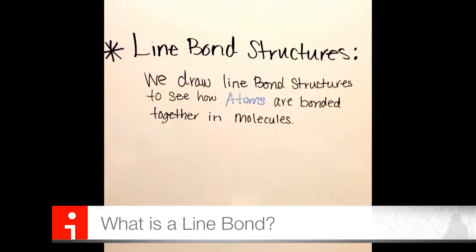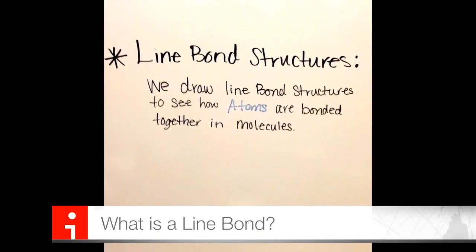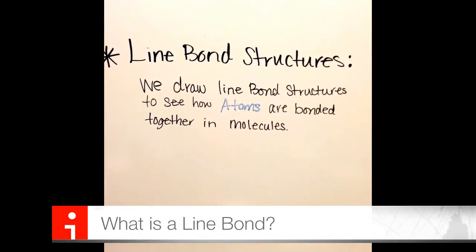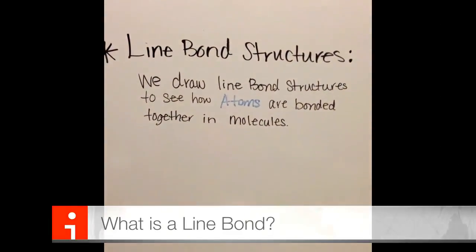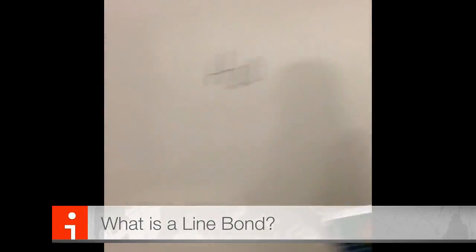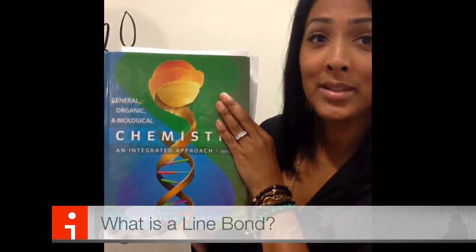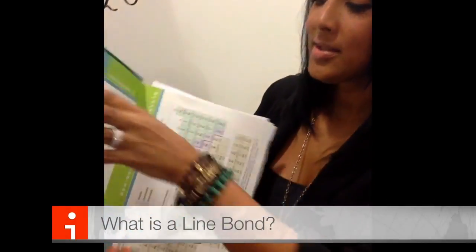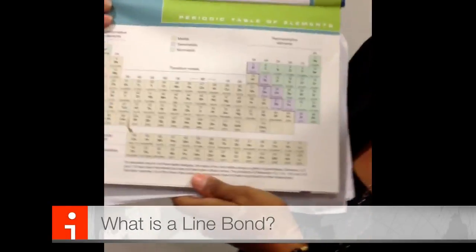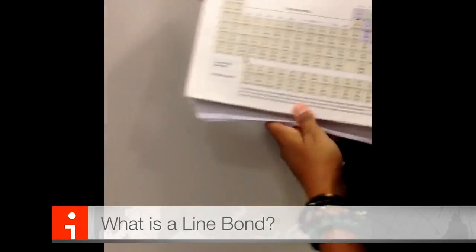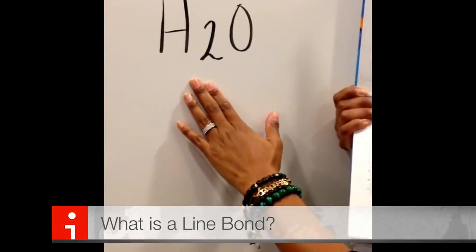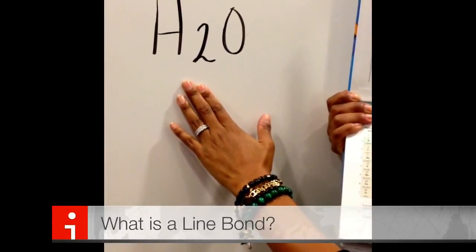When drawing line bond structures, you need to first count the total number of valence electrons. How you do this is simple. You will be using this textbook during your Chemistry 108 semester. There is a periodic table located on the first page of your textbook. The molecule we are using today is H2O, better known as water.